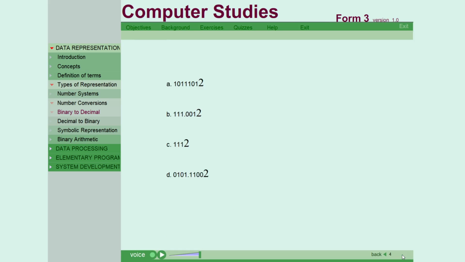Convert the following binary numbers to decimal numbers. 1011101 to base 2. 111.001 to base 2. 111 to base 2. 0101.1100 to base 2.